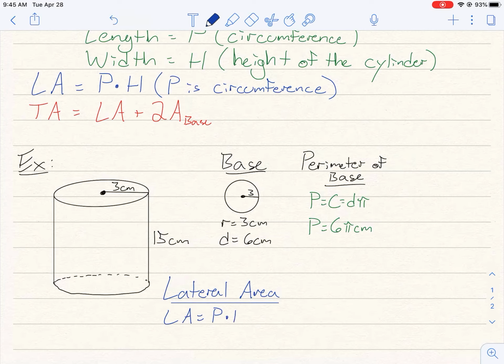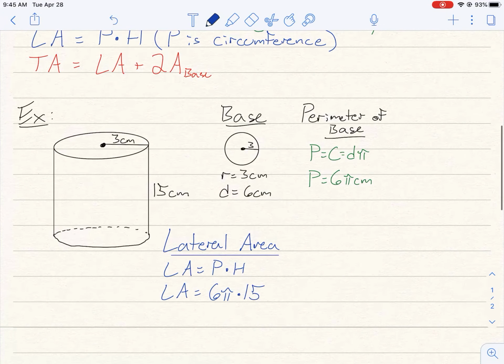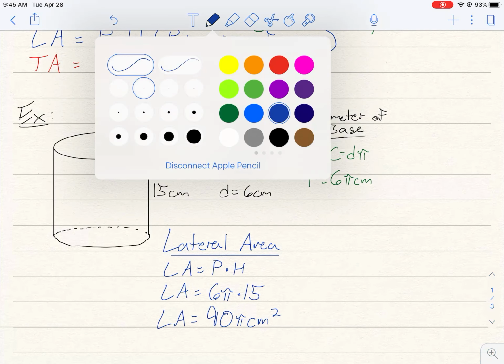Because our lateral area is equal to perimeter times height. So LA is equal to 6 pi times 15. The height of our figure here is 15. So my lateral area is equal to 90 pi centimeters squared. I'm going to leave this in terms of pi. If it wanted an approximate lateral area, then you would multiply by 3.14. But here I want the exact, so I'm going to leave that in terms of pi.